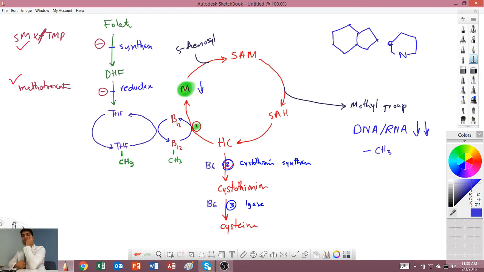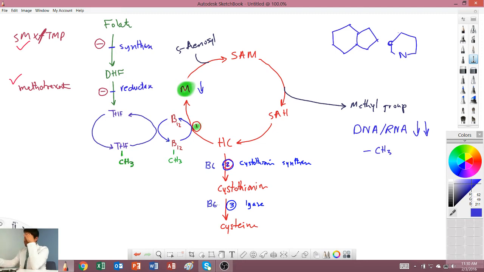Okay? So if you have B6 deficiency, you will have lack of or deficiency of cysteine. If you have B12 deficiency, you will have deficiency of methionine. Make sure you know the difference. Okay? So we're good so far, right?